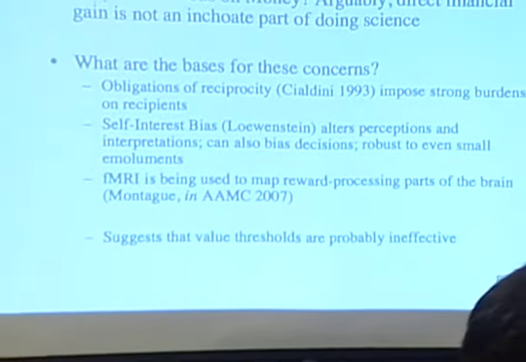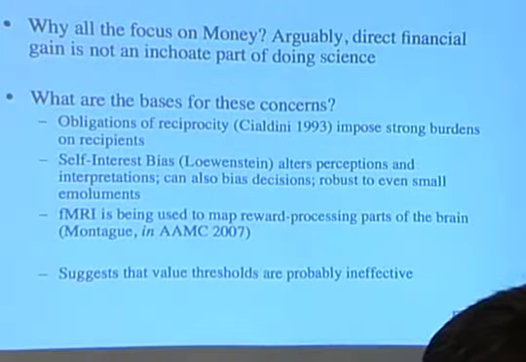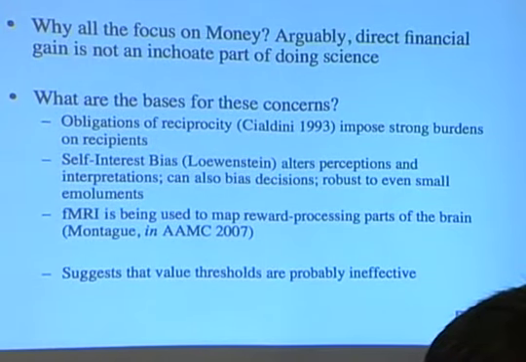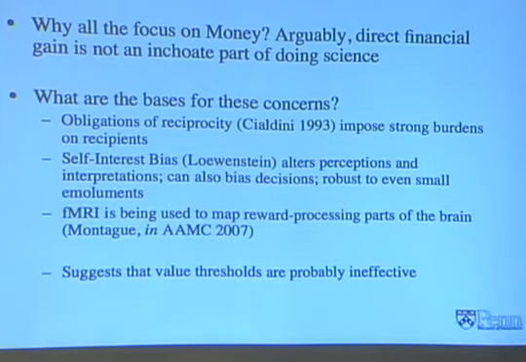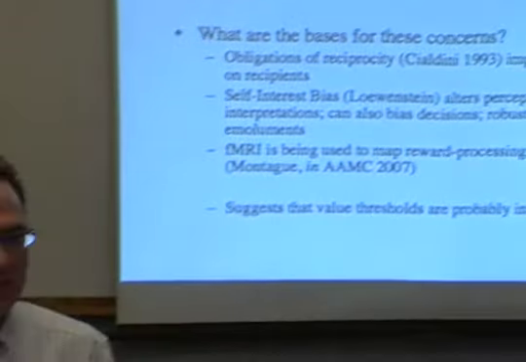George Loewenstein, a psychologist at Carnegie Mellon, wrote about the self-interest bias, which is an extremely robust bias. It's fired off by very small emoluments of very small value. It basically alters our perceptions and interpretations, and can also bias decisions. Right? And the thing I think is important here is that it can alter our decisions, but it also just changes the way we view things. Right? We put it into our own point of view, and it will actually bias our decisions and choices and values.